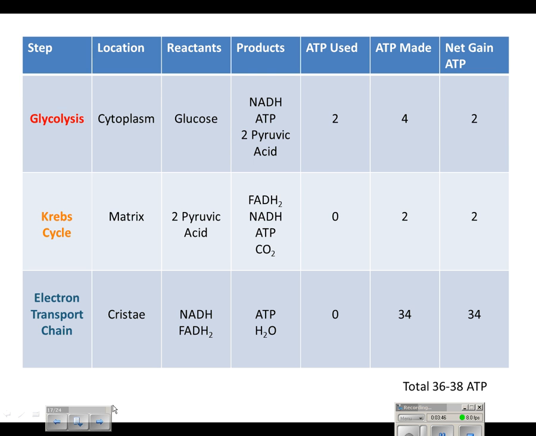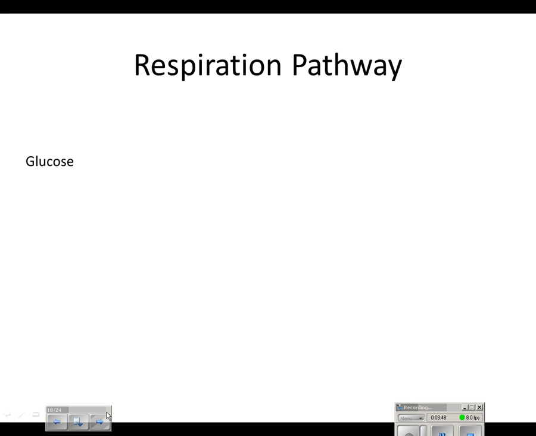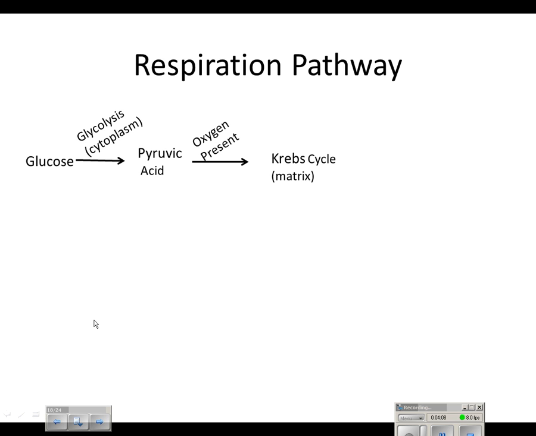So if we look at an overview again, we start off with glucose. From there, we go through the process of glycolysis, which happens in the cytoplasm. That glucose is broken down into pyruvic acid, and that pyruvic acid, if oxygen is present, is then going to go to the Krebs cycle, which happens in the matrix of the mitochondria, that liquid-filled space. From there, now we go to the electron transport chain, which happens in the cristae, or the folded membranes.